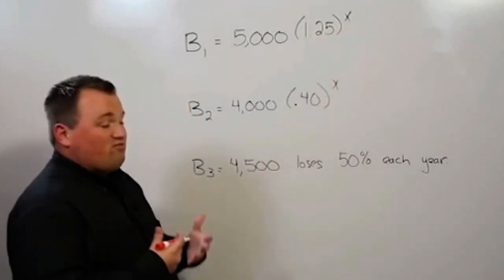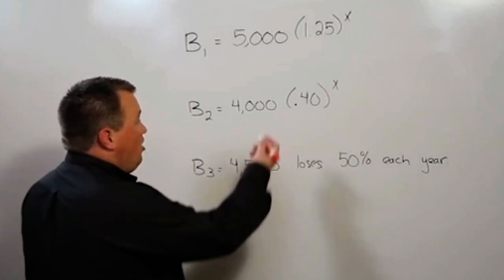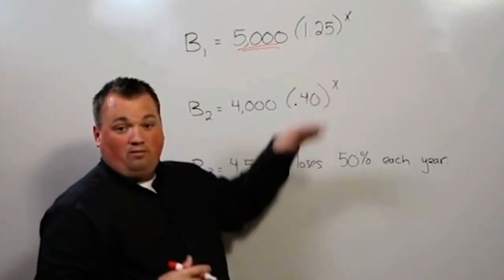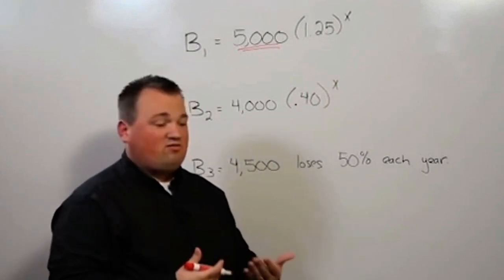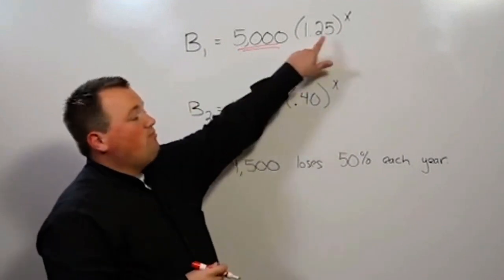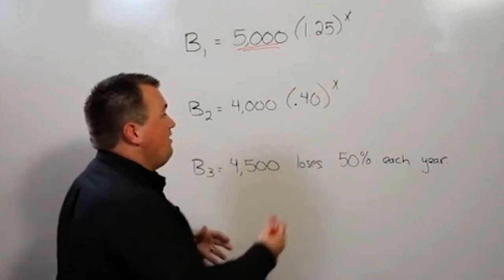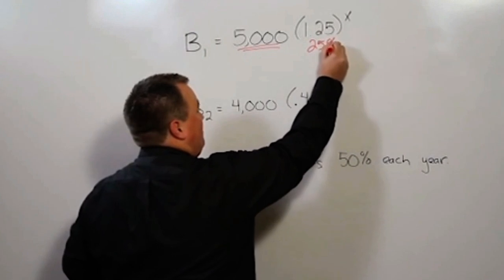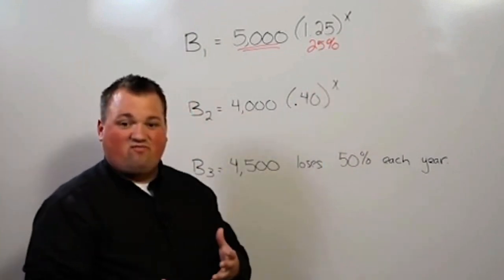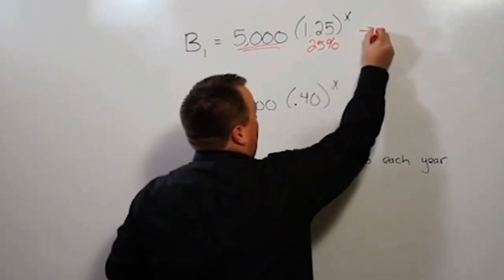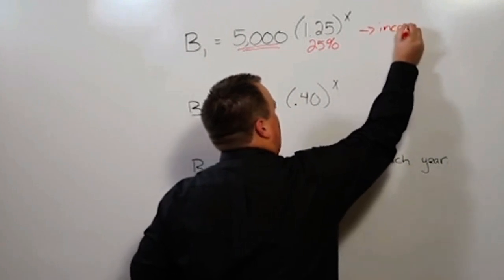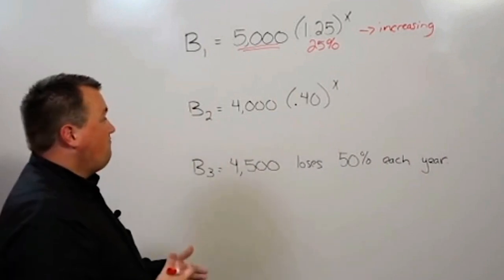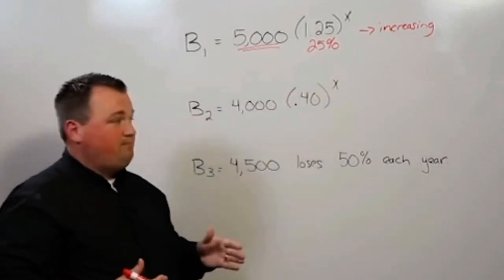So what else can I tell about boat 1? Well, we know, like we said, the initial value is 5,000, but it's being multiplied by 1.25. What does that tell us in terms of percentage? The number is greater than 1, so it is keeping its value, but it is gaining 25% in value. So if I were to classify this, I would say that it is increasing. So boat number 1 actually is increasing its value year after year by 25%.